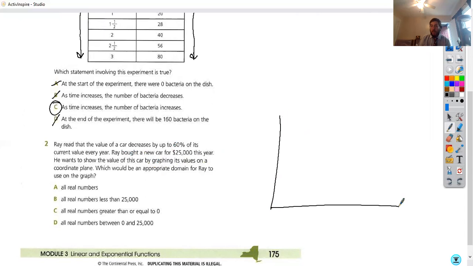So if Ray was creating a graph, he'd have his X values and his Y values. On this side here, we'd have the value of the car, and it starts at 25,000, which is the highest it's going to be. So we'd have all the way down to 0 here. Then if we're looking at the X value, we're talking about time, and we're talking about years. So what would be an appropriate domain for time in years?